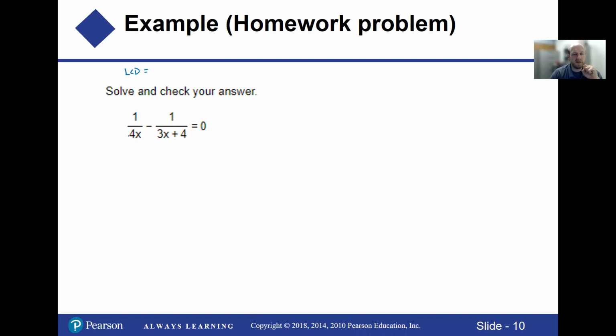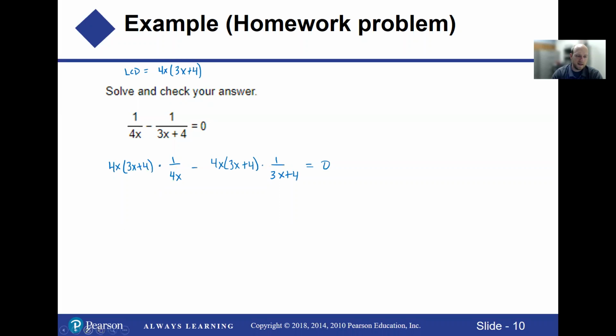Well, we have denominators of 4x and 3x plus 4. So if I just multiply those together, that is going to be your LCD, because they have nothing in common. Those two are not the same terms. We need both of them. So again, the first thing you do is take your LCD and multiply it by each term. I take the LCD and I multiply it by 1 over 4x. Then I take the LCD again and multiply it by the 1 over 3x plus 4. And this one's equal to 0.